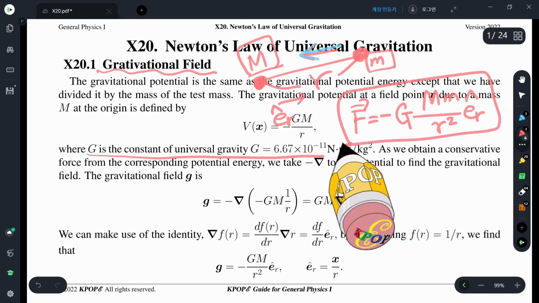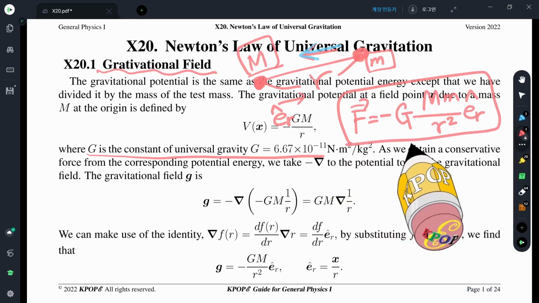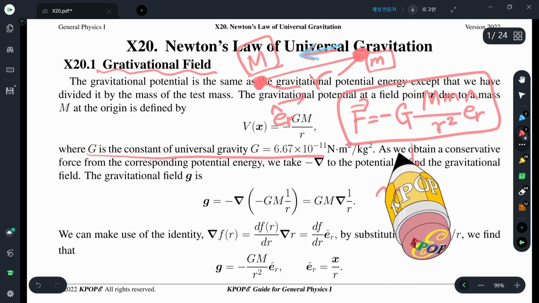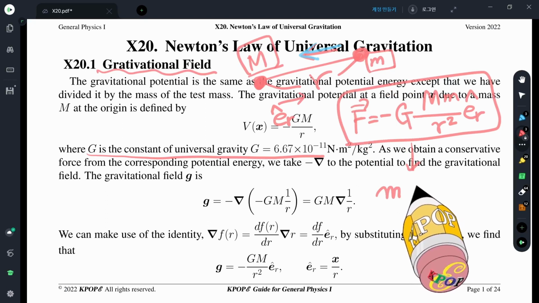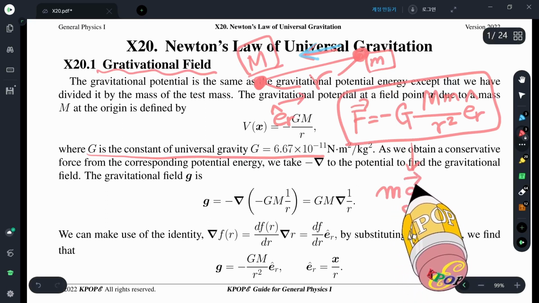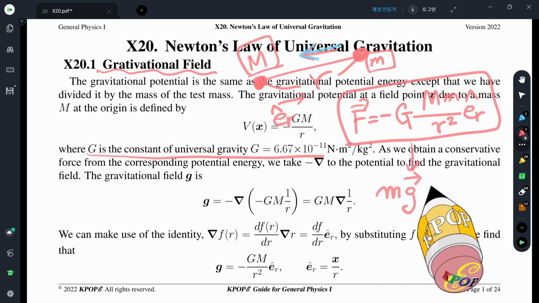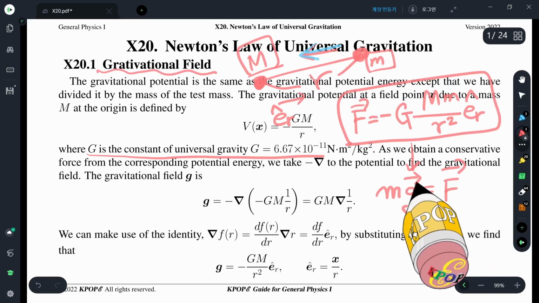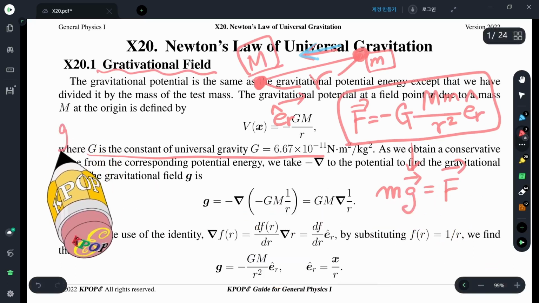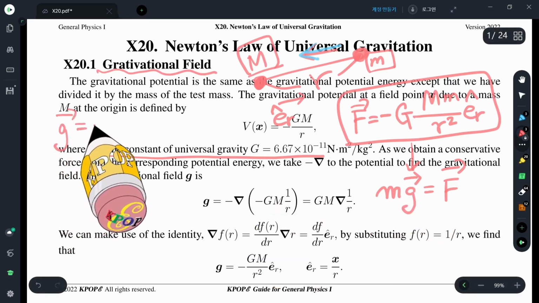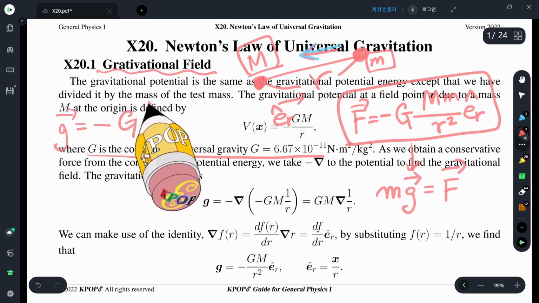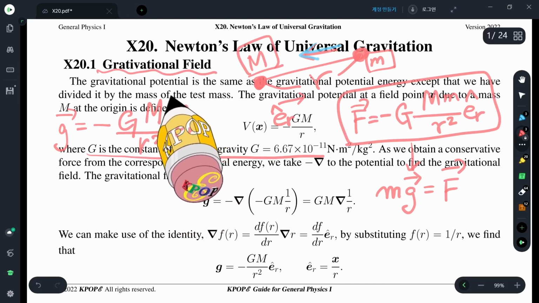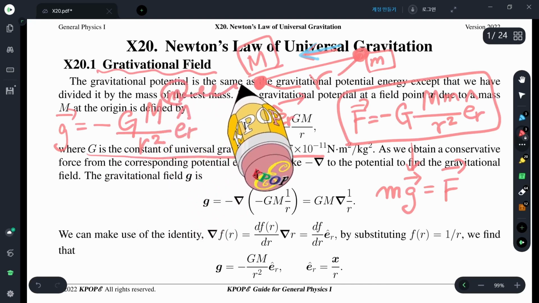We can rewrite this as the product of the mass of the test particle with the gravitational acceleration. In that case, the gravitational acceleration is called the gravitational field, that is G capital M over r squared, er hat. The small m is now scaled out.